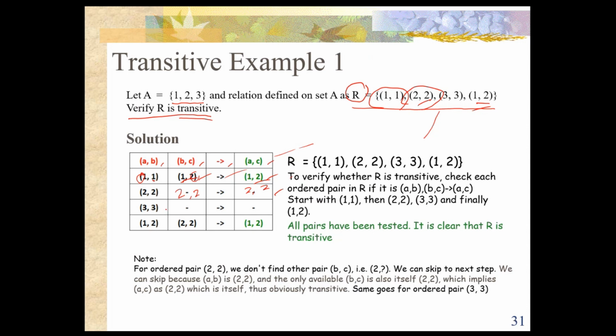(3, 3) is actually of the same nature as (2, 2). So we can easily skip this because you know for sure it's transitive, right? So we are done with (1, 1), (2, 2), (3, 3), and finally (1, 2).